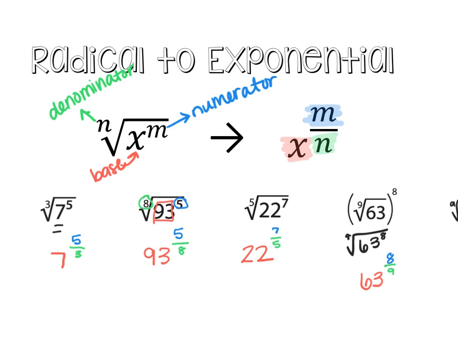So this is a pretty easy concept. You just have to memorize where each piece goes. And we are just rewriting. So they're equivalent. We're just writing them in different forms.